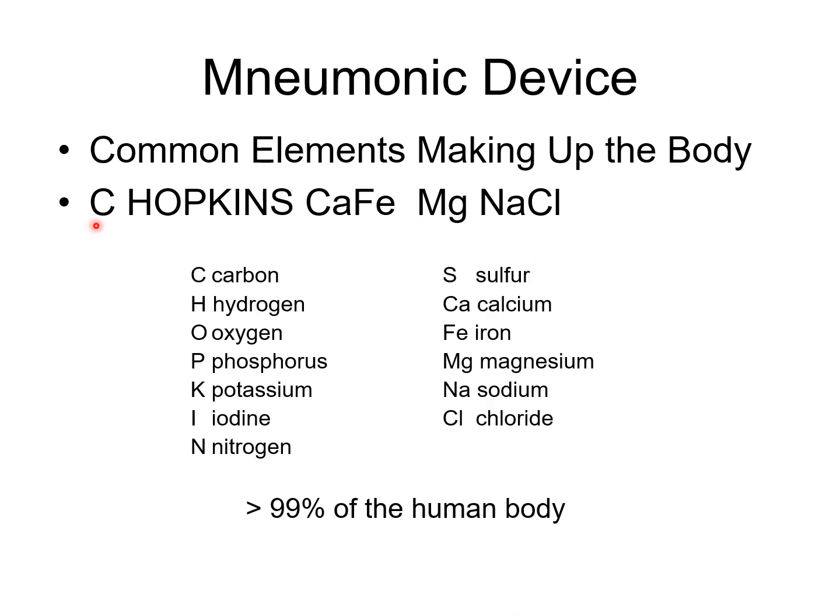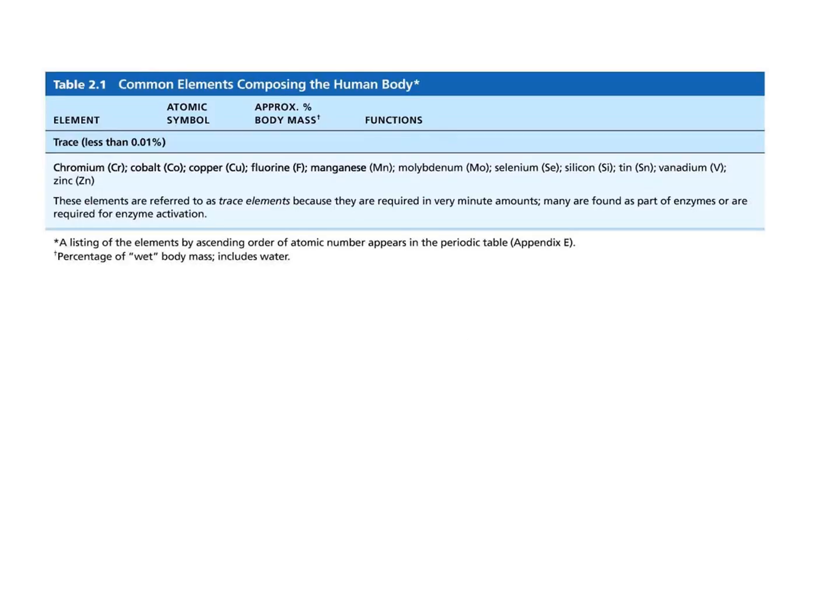Those elements are carbon, hydrogen, oxygen, phosphorus, potassium, iodine, nitrogen, sulfur, calcium, iron, magnesium, sodium, and chloride. These 13 elements make up more than 99% of the human body. That remaining 0.01% of the body is composed of these elements listed here.